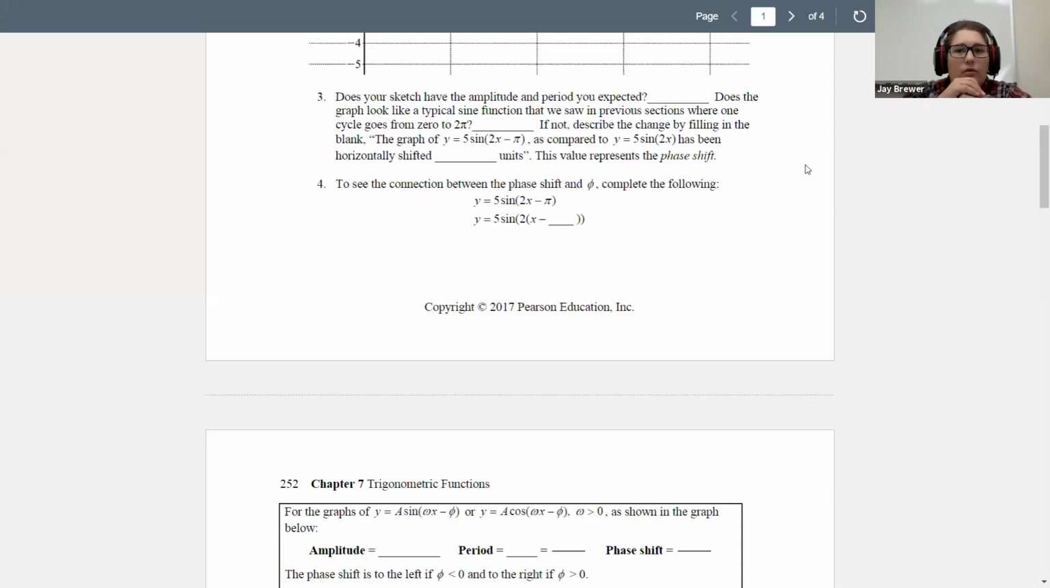Okay, so when you were taking a look at that graph over on Desmos, does the sketch have the amplitude and period you were expecting? Does it kind of match up? You feel like it matches up? What do you think? Yes, no, maybe? If you compare it to the regular sine function, sine bounces between 1 and -1. And we had an amplitude of 5, so we bounced between what?